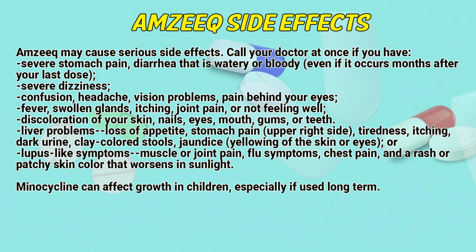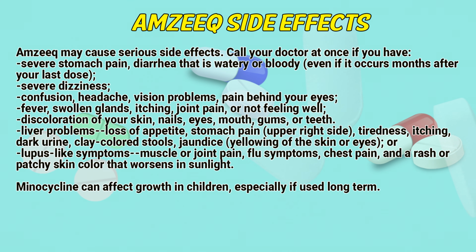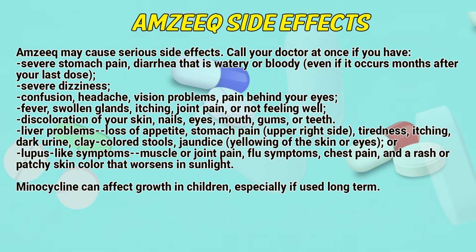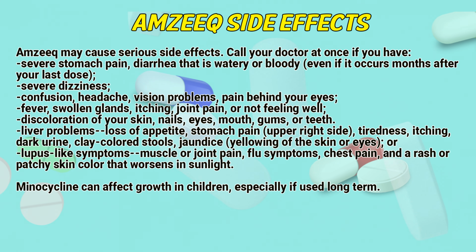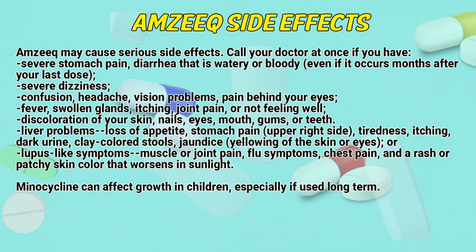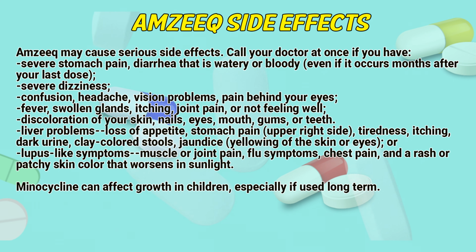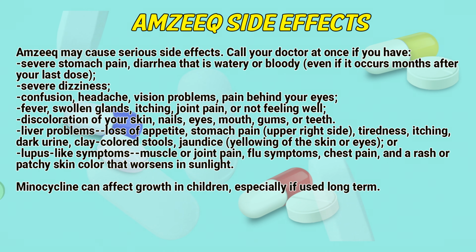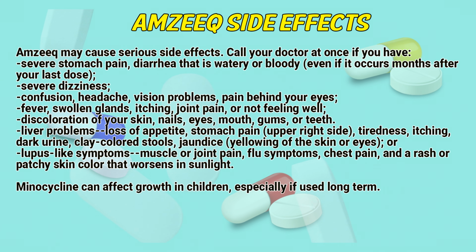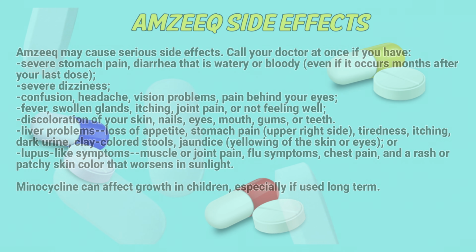Discoloration of the skin, nails, eyes, mouth, gums, or teeth. Liver problems: loss of appetite, stomach pain, upper right side, tiredness, itching, dark urine, clay-colored stools, jaundice, yellowing of the skin or eyes. Lupus-like symptoms: muscle or joint pain, flu symptoms, chest pain, and rash or patchy skin color that worsens in sunlight. Minocycline can affect growth in children, especially if used long-term.